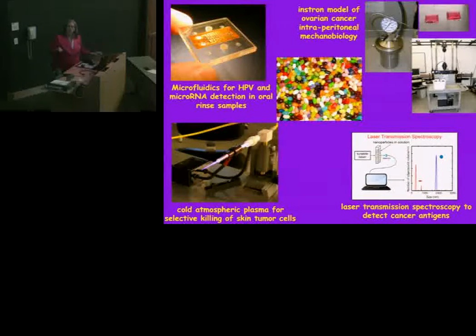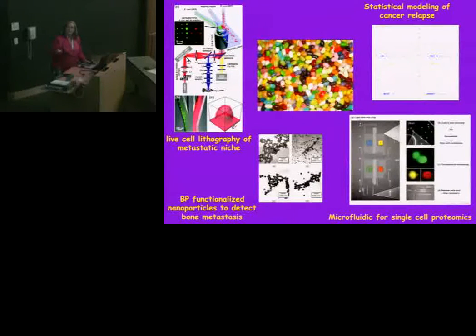Cold atmospheric plasma, I won't go into a lot of detail because we've got more speakers coming up, but cold atmospheric plasma may be useful for selective killing of skin tumor cells. Laser transmission spectroscopy might be used to detect cancer antigens, and we're trying this with prostate-specific antigen as a proof of concept example. Live cell lithography to recreate a metastatic niche. Bisphosphonate functionalized nanoparticles to detect bone metastasis. Statistical modeling of large-scale data sets that are publicly available to detect cancer relapse. And another microfluidic example to look at single-cell proteomics.